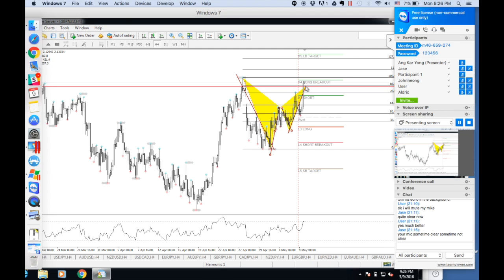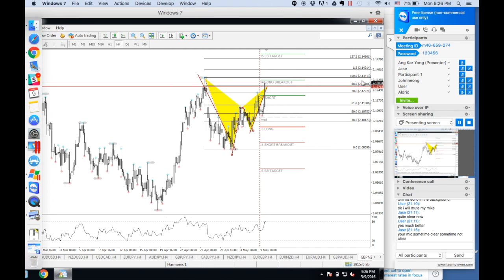Okay, so it completes at the 88.6 Fibonacci level. Where we enter will be at this level, which is complete. For our stop loss, we always put it above the previous high, which, if you compare it to Fibonacci, will be at the 100% level.